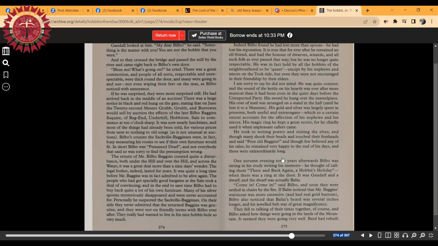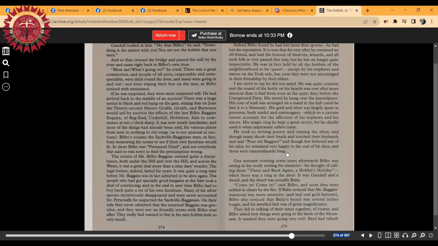Indeed, Bilbo found he had lost more than spoons. He had lost his reputation. It is true that forever after he remained an elf friend, and had the honor of dwarves, wizards, and all such folk as ever passed that way. But he was no longer quite respectable.